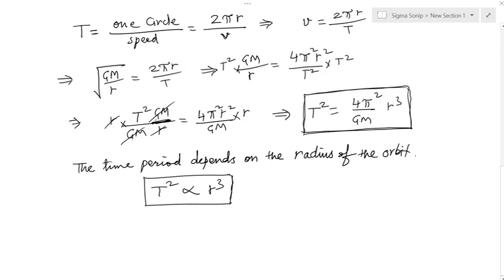What we have here is that if you have the mass of the planet and you have the orbital radius, you can find out how long it's going to take to complete one revolution or one rotation around the planet.